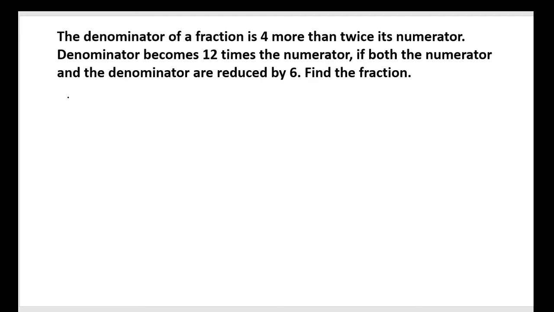Today, we will take a word problem on the topic of simultaneous linear equations. It goes like this: the denominator of a fraction is 4 more than twice its numerator. The denominator becomes 12 times the numerator if both the numerator and the denominator are reduced by 6. We have to find this fraction.